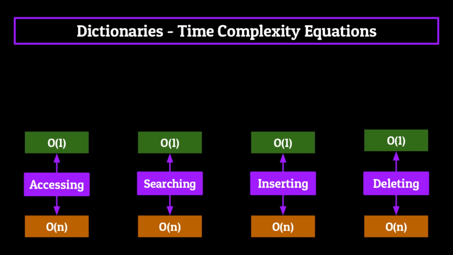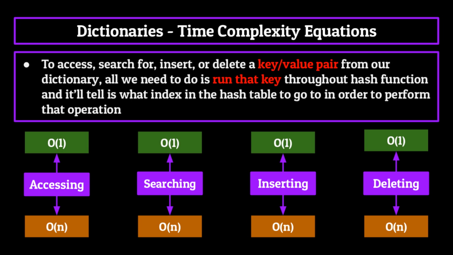This has to do with these hash functions we talked about before. To access, search for, insert, or delete a key value pair from our dictionary, all we need to do is run that key through our hash function, and it'll tell us what index in the hash table to go to in order to perform that operation. There's no time wasted looking through preset indexes because we, the programmer, generate the indexes ourselves, and that's the power of the hash table in the flesh.